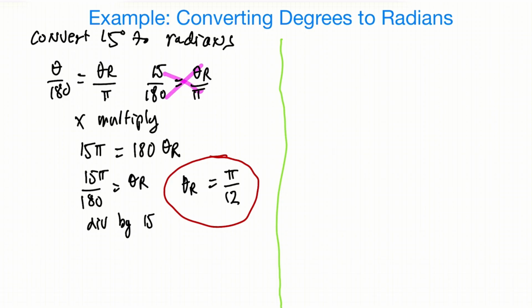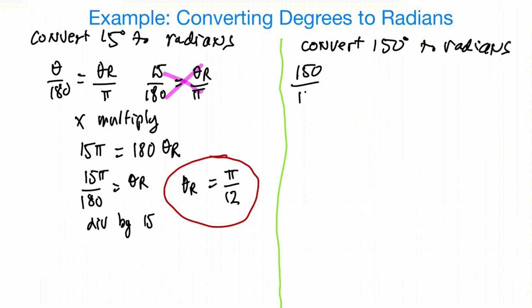We'll do one more example. We want to convert 150 degrees to radians. Using our formula or proportion, we put the 150 degrees and the 180 degrees on the left side, and theta r divided by pi. We're looking for theta r. We want to know the radians. So let's cross multiply.